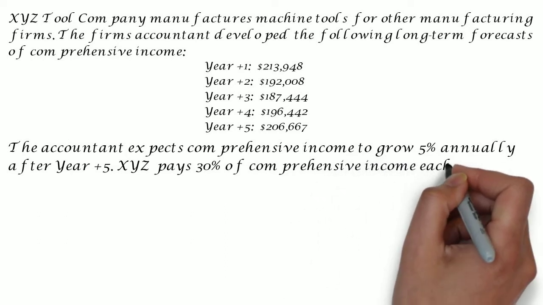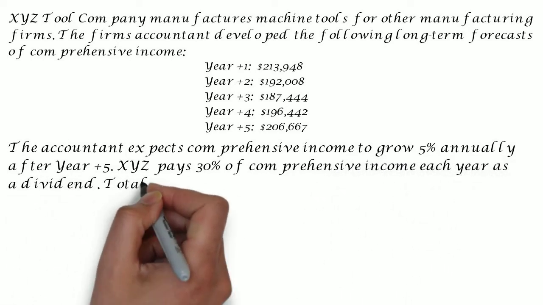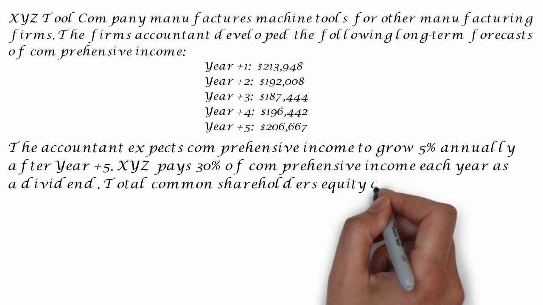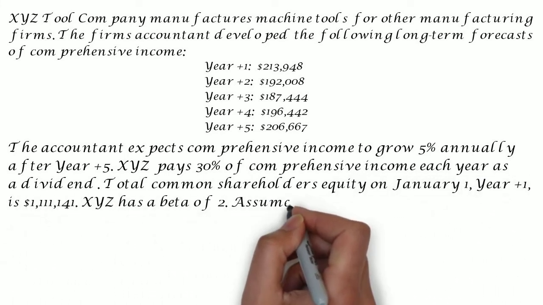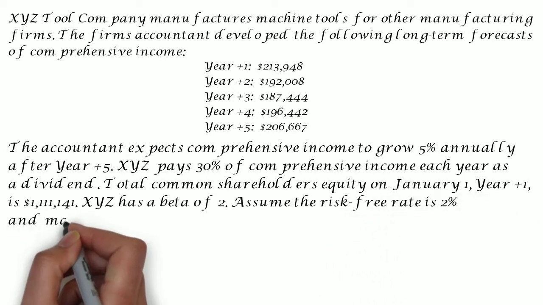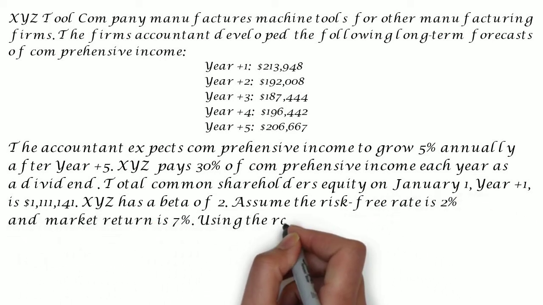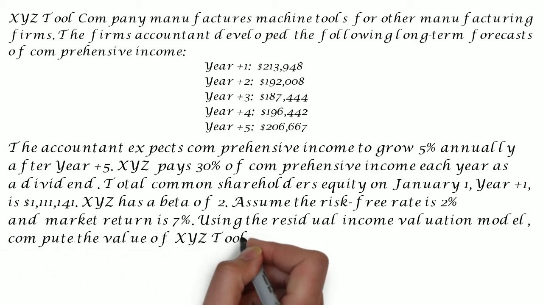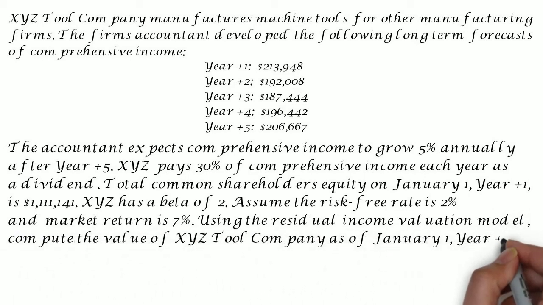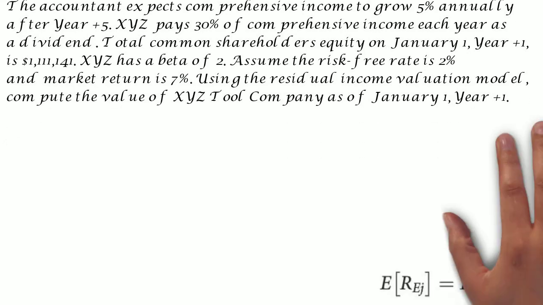Total common shareholders' equity on January 1 of year plus 1 is $1,111,141. XYZ has a beta of 2, assume the risk-free rate is 2% and the market return is 7%. Using the residual income model, compute the value of XYZ Tool Company as of January 1 year plus 1.